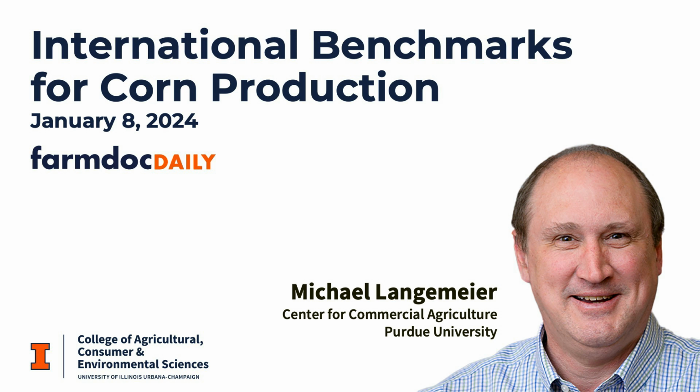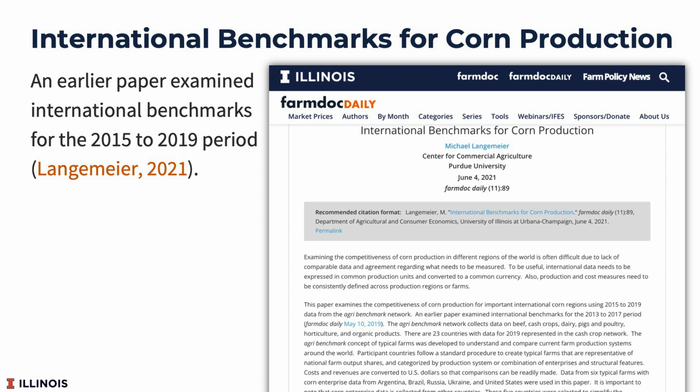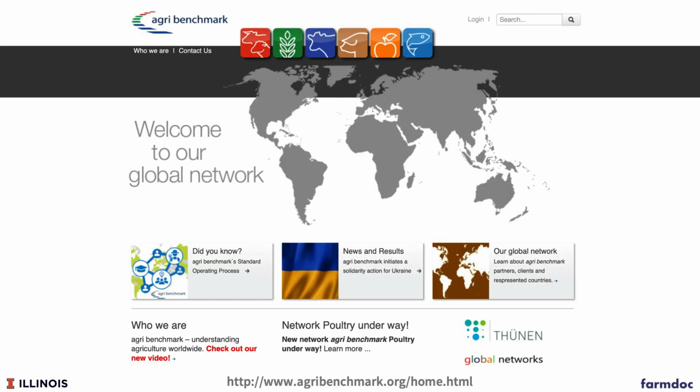This paper examines the competitiveness of corn production for important international corn regions using 2018 to 2022 data from the Agri-Benchmark Network. An earlier paper examined international benchmarks for the 2015 to 2019 period, Langemeier, 2021. The Agri-Benchmark Network collects data on beef, cash crops, dairy, pigs and poultry, horticulture, and organic products. There were 20 countries with corn, soybean, and/or wheat enterprise data for 2022 represented in the Cash Crop Network.